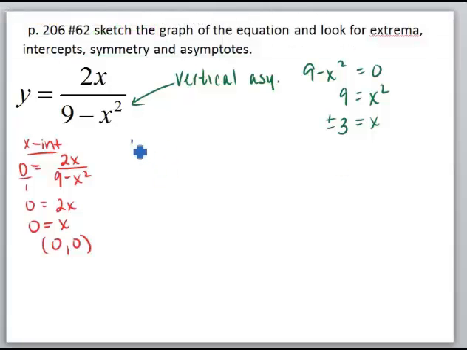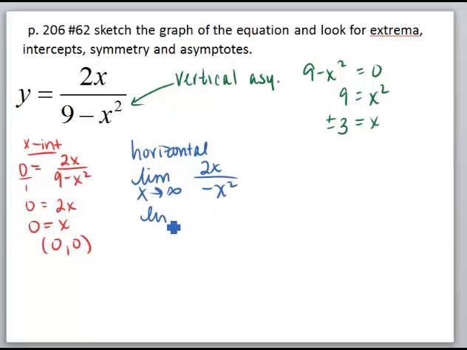The horizontal asymptotes are where we take the limit as x approaches infinity. So I keep the highest degree on top and the highest degree on the bottom. Notice it is a negative x squared. When I cancel or simplify this, I end up getting 2 over negative x. So as this number gets really, really large, 2 divided by a really, really large number goes to 0. So my answer would be y equals 0 for my horizontal asymptote.